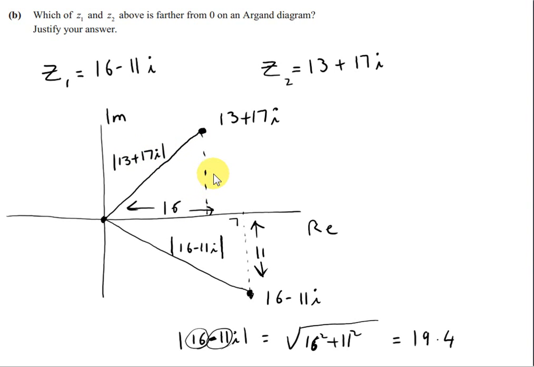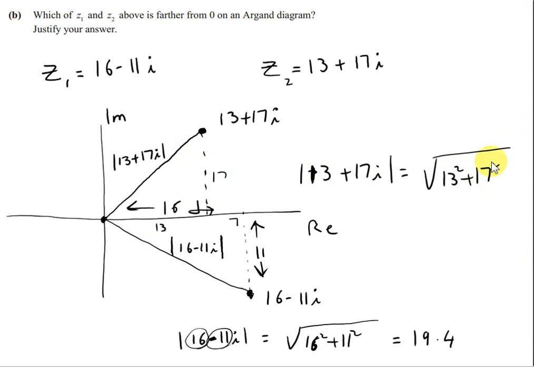So again, it's just like Pythagoras. This distance is 17, this distance is 13. So we have a right angle triangle. So the modulus of 13 plus 17i is the square root of real part squared plus imaginary part squared. If we calculate this, we get 21.4.